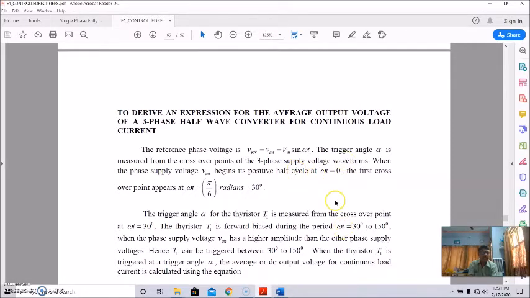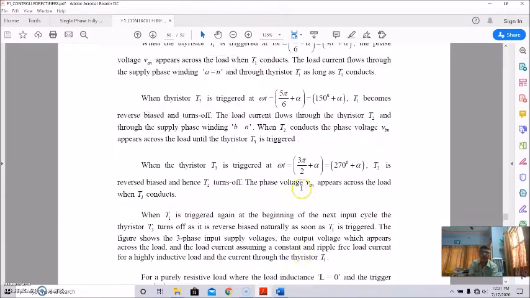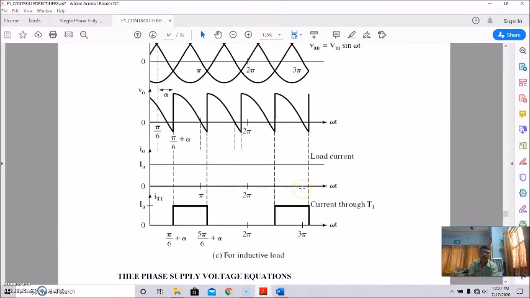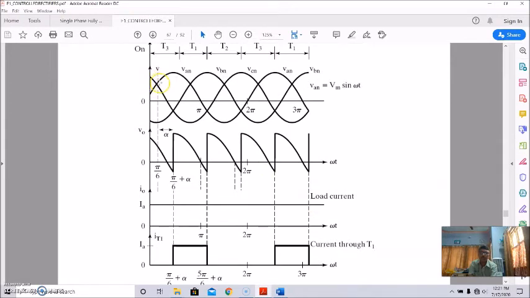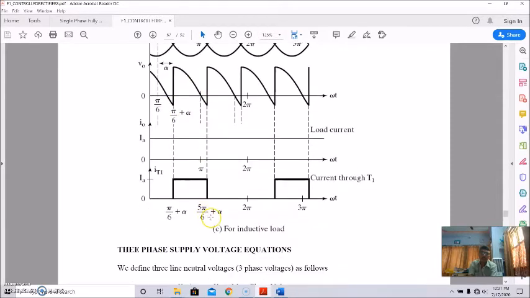The trigger angle alpha is measured from the crossover points of the three-phase supply voltage waveforms. Go back to this diagram so it will be clear. This is the crossover point at pi by 6, or 30 degrees, and this is the firing angle alpha. So thyristor T1 is fired at pi by 6 plus alpha, that is 30 degrees plus alpha, and it conducts up to 5 pi by 6 plus alpha, that is 150 degrees plus alpha.